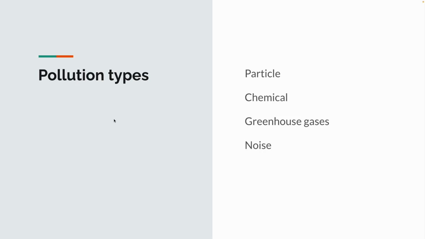So we have lots of different types. Now, particle pollution, you could bring that down to an industry using vehicles that are using fossil fuels. So, a lot of diesel trucks, well, you can literally see the particle pollution come out of their exhaust pipes.